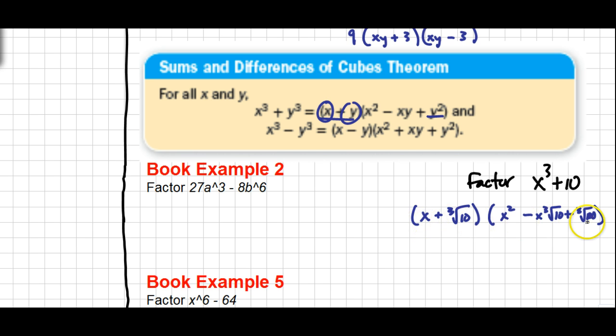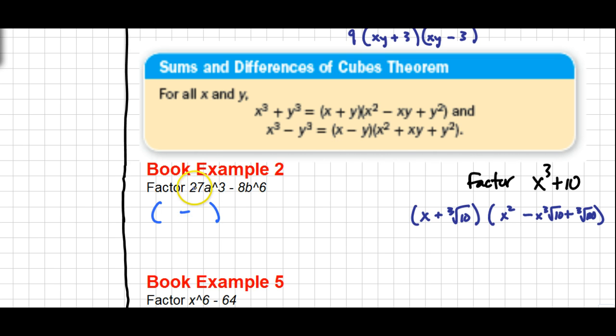So that one's not very interesting, so let's try one now with numbers and letters. This is book example 2. So this is also a cube problem. This time we're going to do the subtraction. So I need to find the cube root of the beginning and the cube root of the end. So something times itself 3 times that equals 27, something times itself 3 times that equals a cubed. So I'm going to start with that, and I know that I'm going to have a minus sign in between.